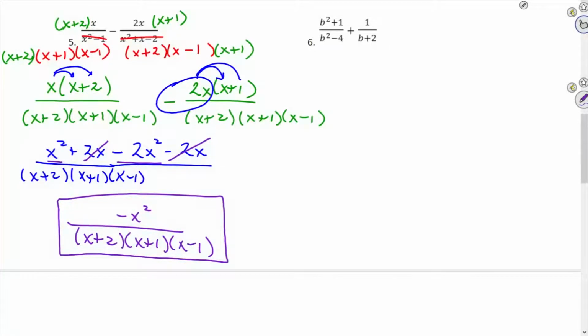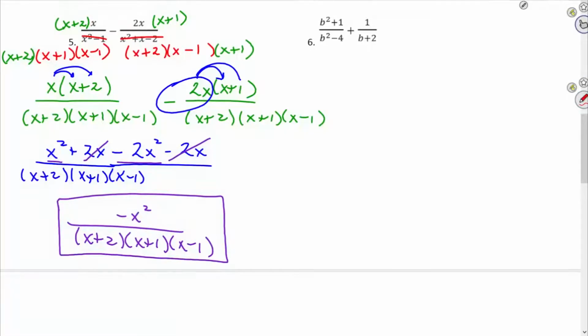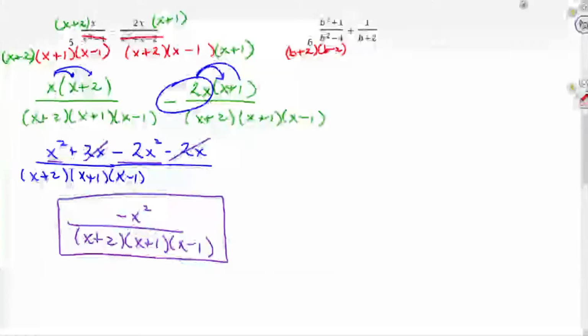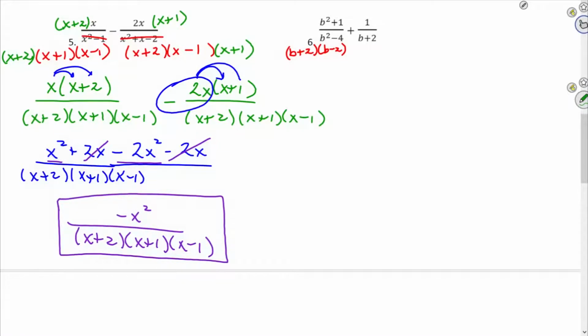On number 6, I'll do the exact same thing. I will start by factoring both denominators. B squared minus 4 is the difference of squares, so I get b plus 2 and b minus 2. And b plus 2 can't be factored. That's as simple as it gets. So now I look for the least common denominator, and it's this b plus 2, b minus 2.